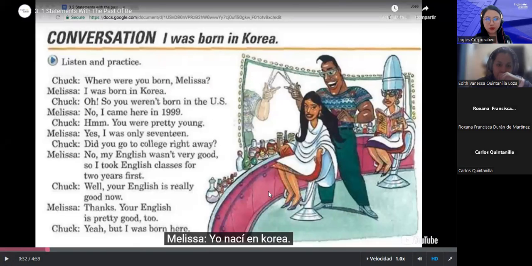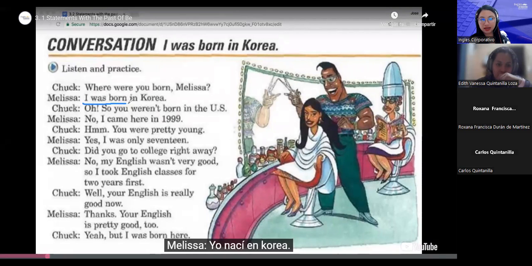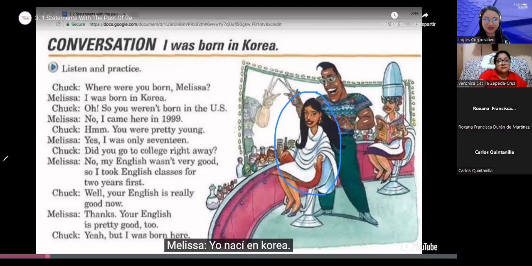Okay, let me stop. Where were you born, Melissa? ¿Qué respuesta dio? Similar a la que I was born in Korea. What does it mean? Korea. What's her nationality? Nacionalidad ella. She was born in Korea. So what's her nationality? She is Korean. Korean. That's amazing. Korean. Ocupemos el vocabulario que ya sabemos. So you weren't born in the U.S. ¿Qué responde ella? No. I came here in. How do you read this year?